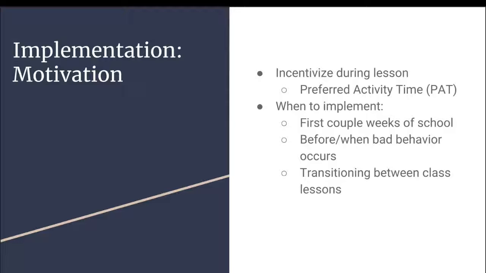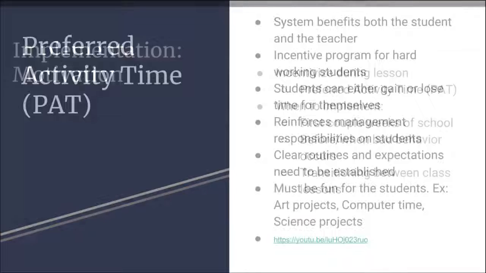Our third way to implement this positive classroom instruction is through motivation, and this happens in the procedures, routines, and rules. And so having these set rules ahead of time with incentives is very helpful for the students. But you do have to set this up at certain times within the year. So when to implement this kind of preferred activity time, which is one of the incentives, is during the first couple of weeks of school, before or when bad behavior occurs, or transitioning between class lessons.